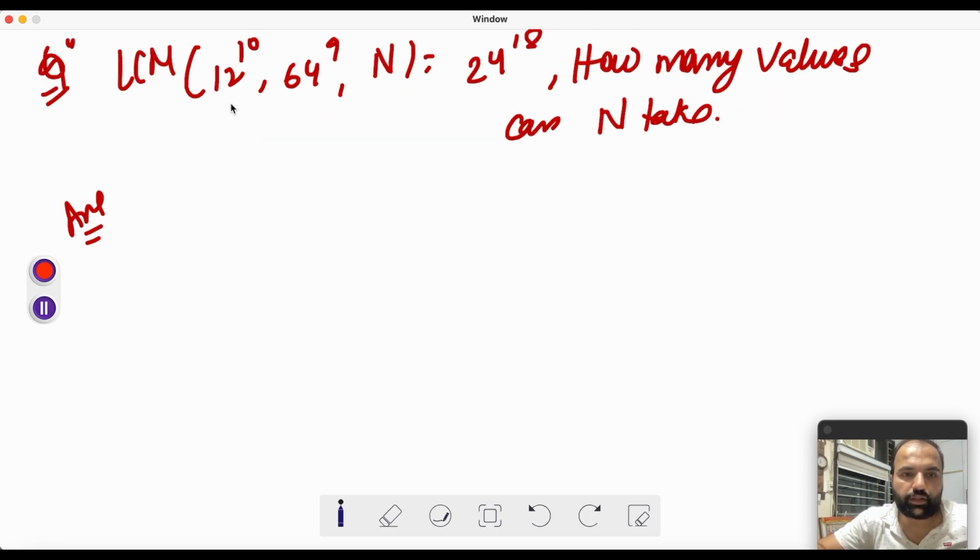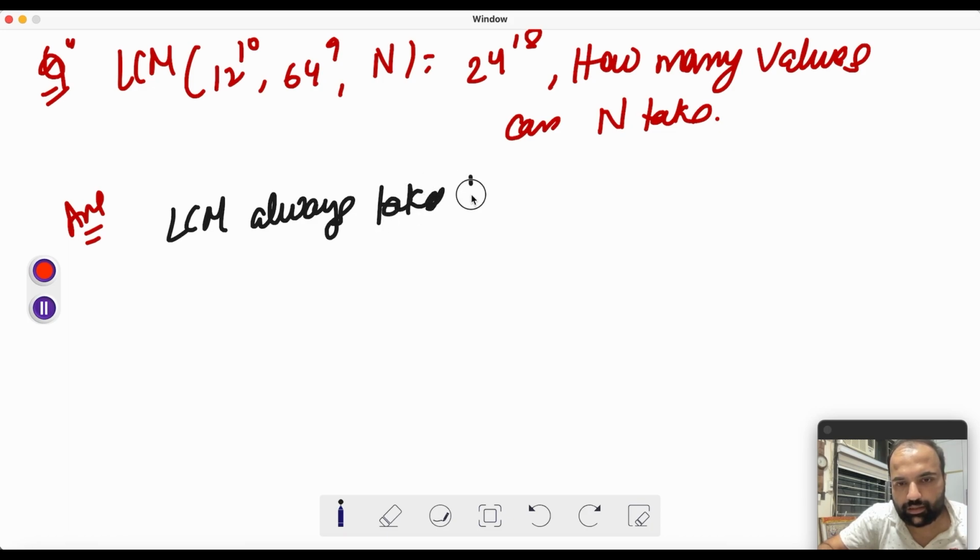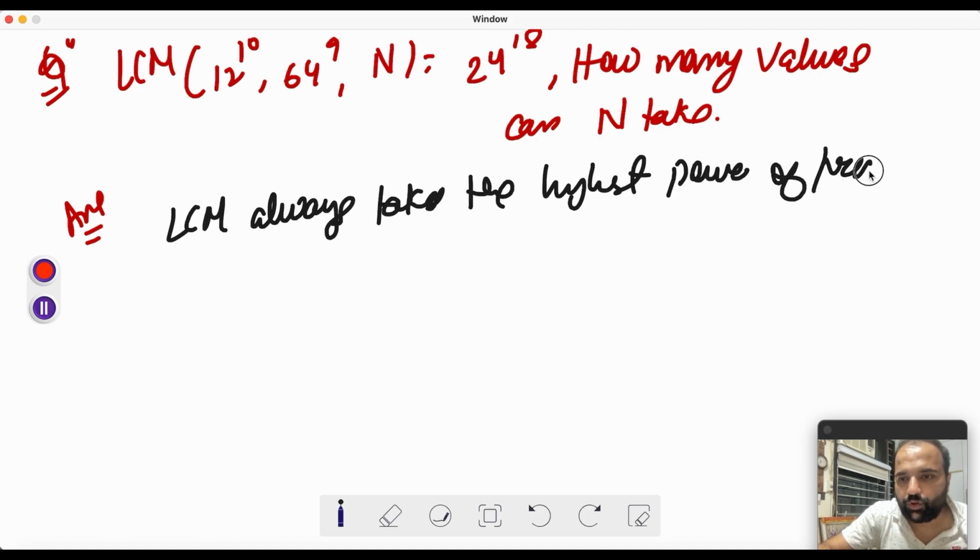So this is a question. LCM of 12 to the power 10, 64 to the power 9, and n is 24 to the power 18. How many values can n take? So what we have studied in our last video, that LCM always takes the highest power of prime base. So can we write these in the form of prime base?